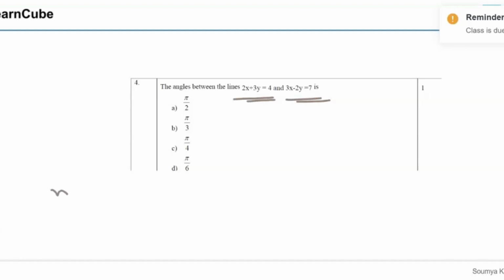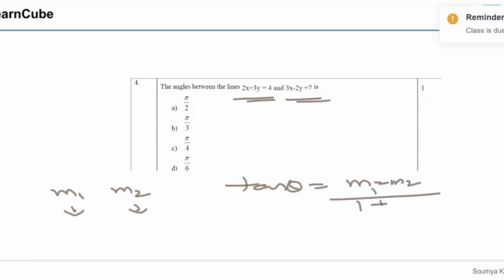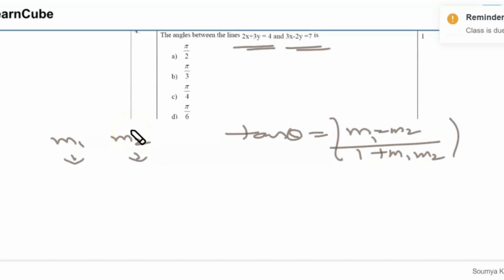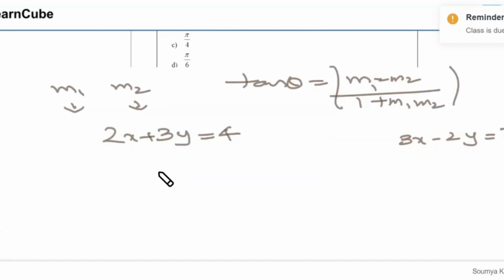For that you have the formula with m1 and m2. You have to find out from both the lines, that is slope of the first line, slope of the second line. If you know slope of both the lines, you can apply the formula tan theta equal to m1 minus m2 divided by 1 plus m1 into m2. This is the formula, its absolute value you have to take. Okay, now for that I'm converting it to another form like y is equal to mx plus c, where you can easily find what is m. So this equation, let's break down.